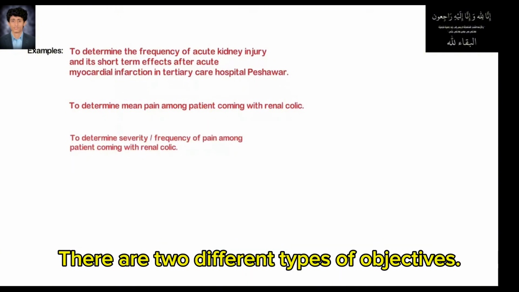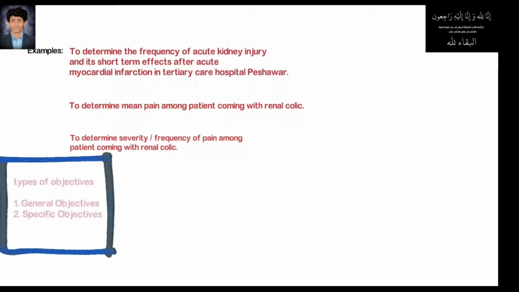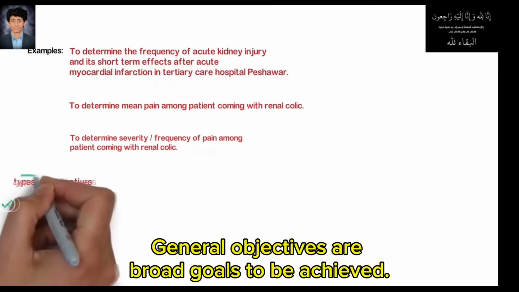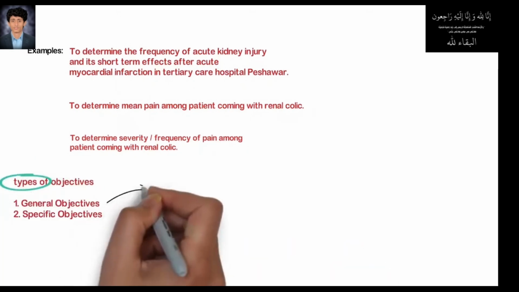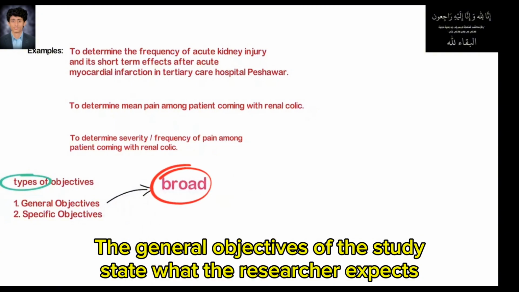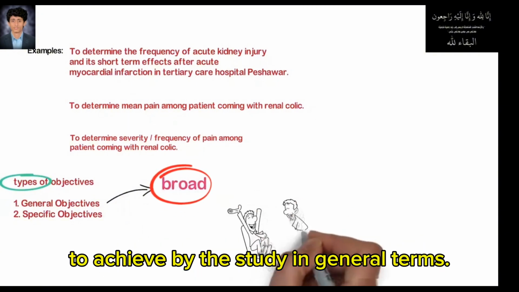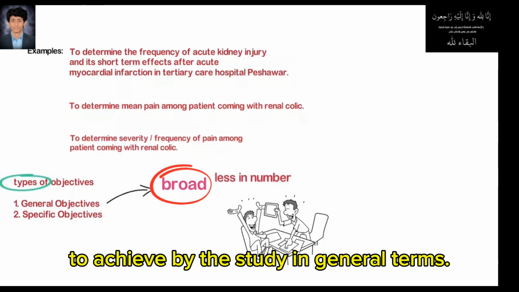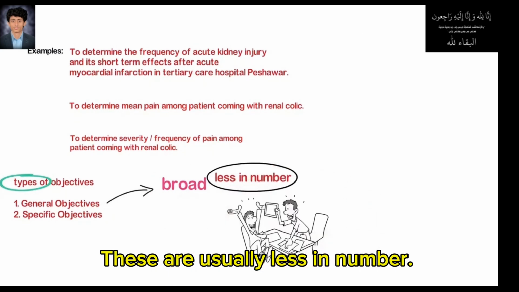There are two different types of objectives. General objectives are broad goals to be achieved. The general objectives of the study state what the researcher expects to achieve by the study in general terms. These are usually less in number.